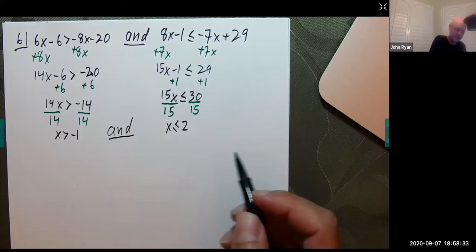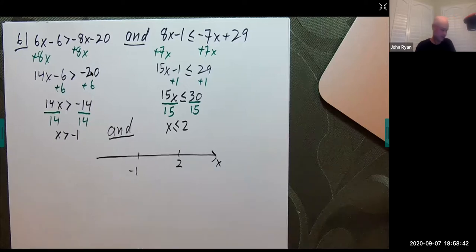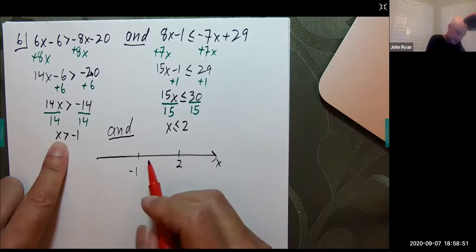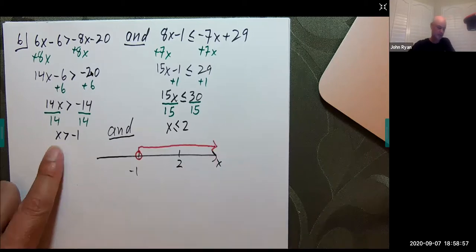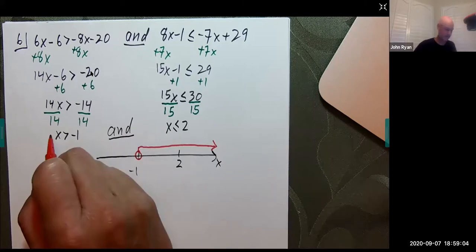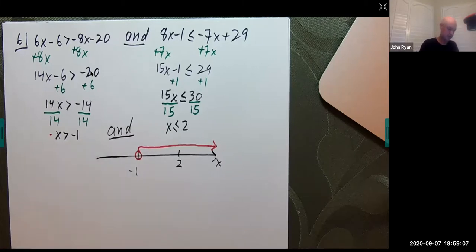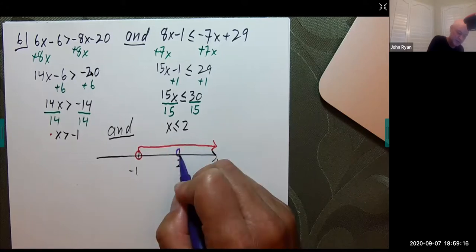So I'm going to do a graph. This is not the final answer graph, but I do want to show you what this means. So this is saying bigger than negative 1. So here's open circle, and bigger than is this way. Also, this is my red. For x is less than or equal to 2, that means I'm going to have a solid circle. This is my purple.